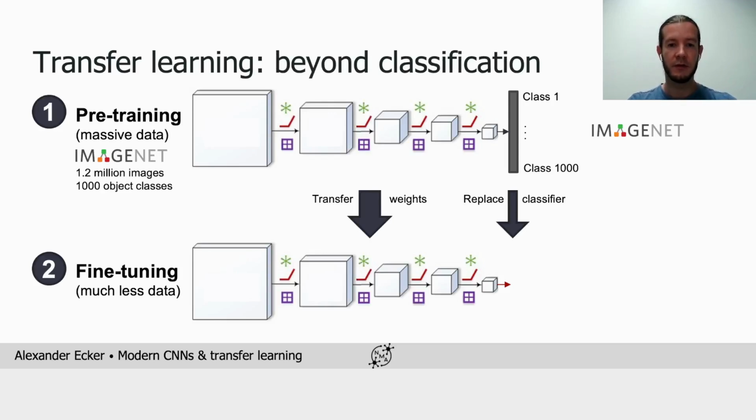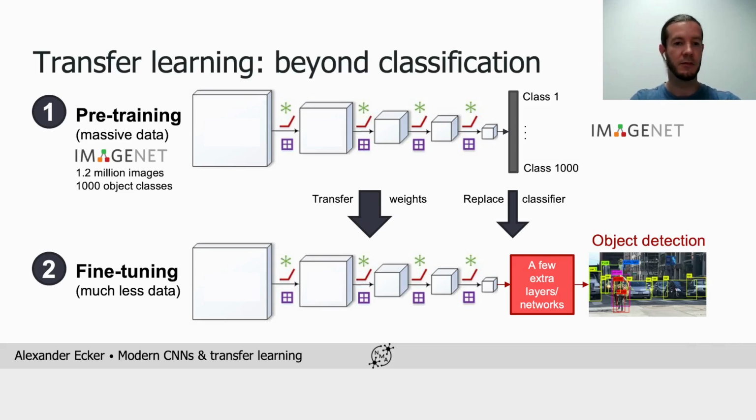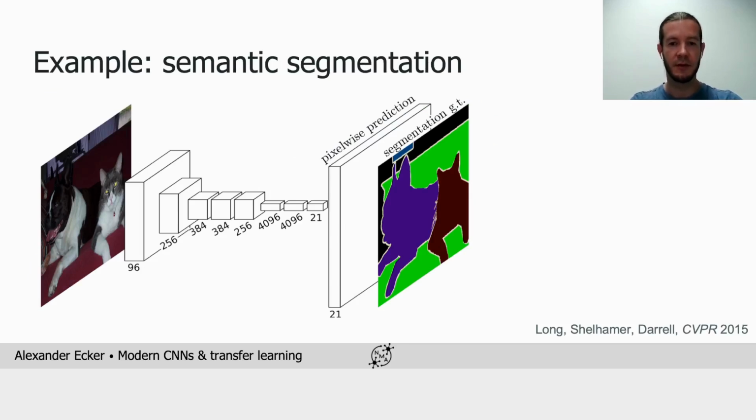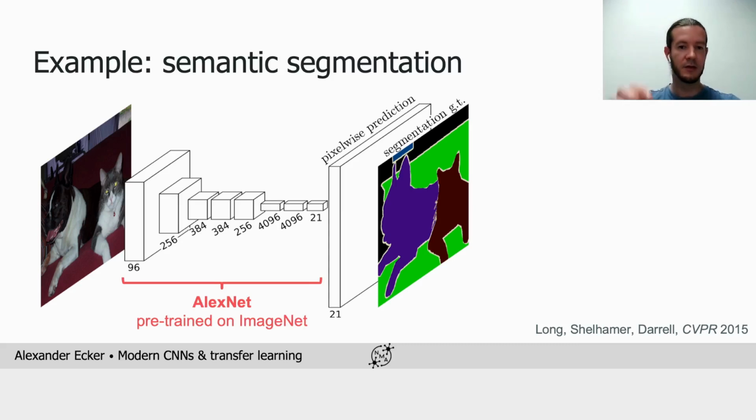Now, transfer learning is not only applicable to classification, but is a much more general concept. For instance, if we want to perform object detection, we can follow the same approach. Object detection is a little more complicated than classification, so instead of the single classification layer, we add a few extra layers or subnetworks. But again, we don't start from scratch, we build upon the convolution layers trained on ImageNet, and then we use them as a feature extractor. For instance, the first deep learning architectures for image segmentation were done this way. They added a pixel-wise classification on top of a pre-trained AlexNet.